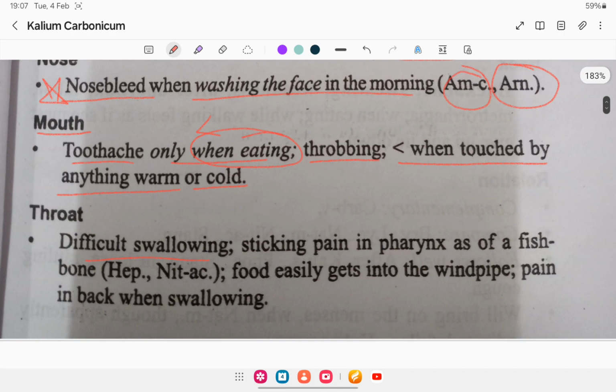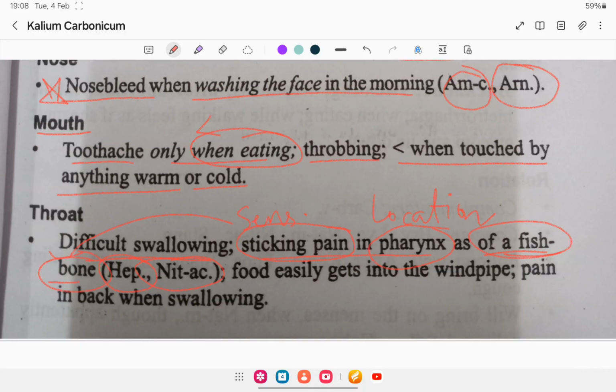Throat: difficult swallowing, sticking pain in the pharynx as of a fish bone. Also in Hepar sulph and Nitric acid, like a fish bone stuck in the pharynx. Sticking kind of pain is the sensation, the pharynx is the location.